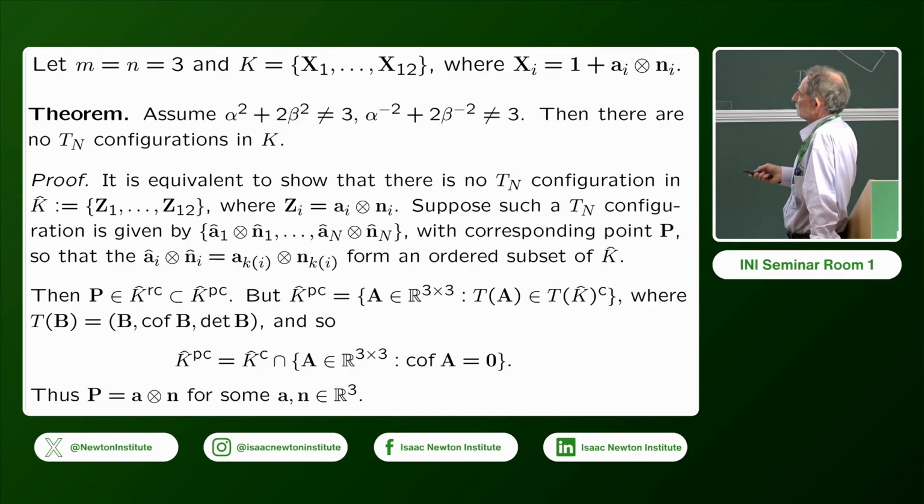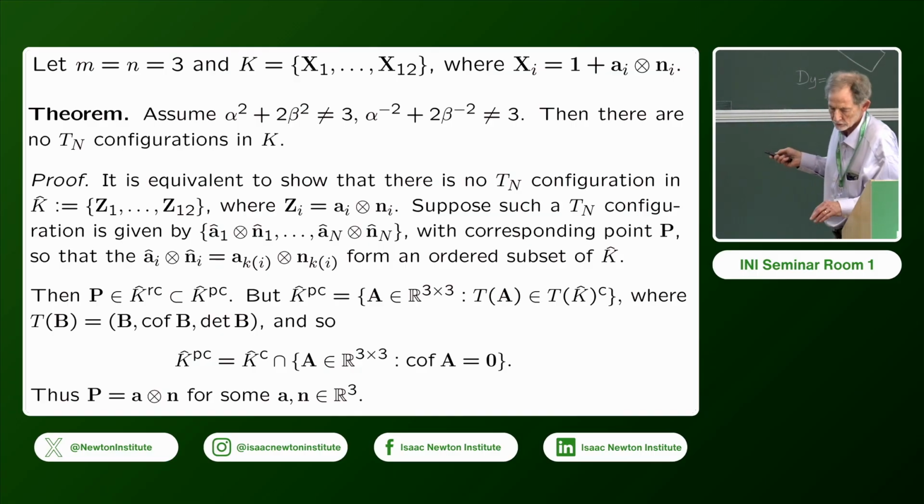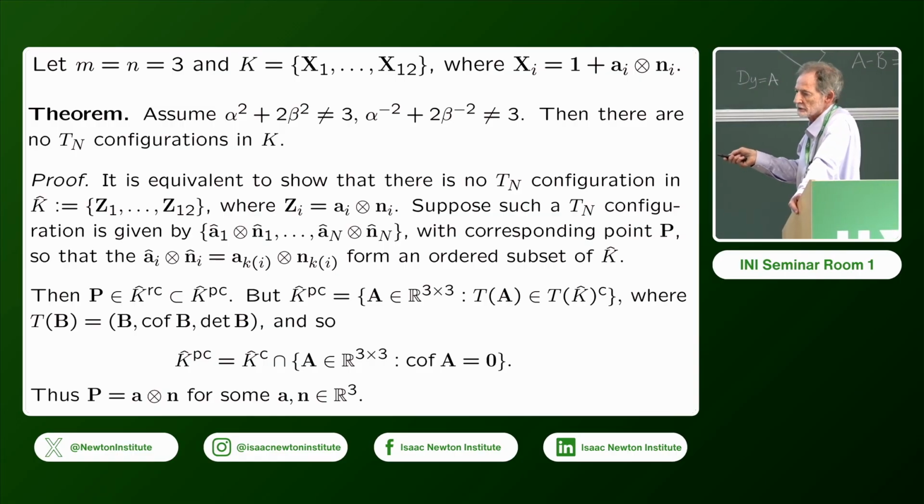Now P, remember, if it's a Tn configuration, has to be in the rank 1 convex hull. And the rank 1 convex hull is contained in the polyconvex hull. But the polyconvex hull is known to have the following form. It's the set of matrices such that Ta is in the convex hull of Tk hat, and T of B is the set of minors of the matrices B. Here's the 1 by 1 minors, here's the 2 by 2 minors, and here's the single 3 by 3 minor.